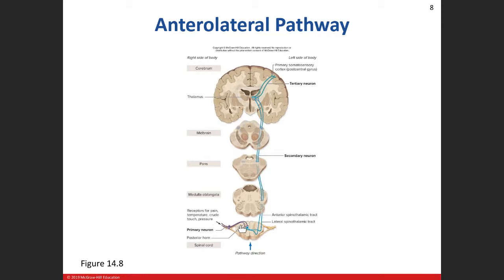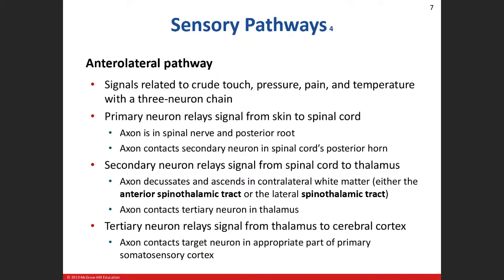Here it enters in on our left, and it's going to cross over to the right. So the secondary neuron decussates and crosses over. And then it's going to ascend all the way up to the thalamus, where it's going to synapse onto the tertiary neuron, and we know the story there. Where does the tertiary neuron go? The cerebral cortex. That one's easy. I think the tertiary neuron is probably the easiest one. Thalamus to the cortex. Easy enough.